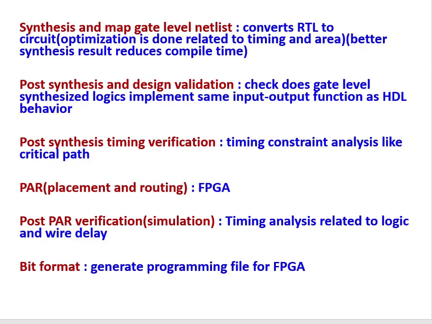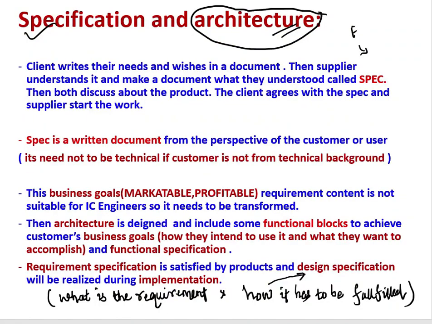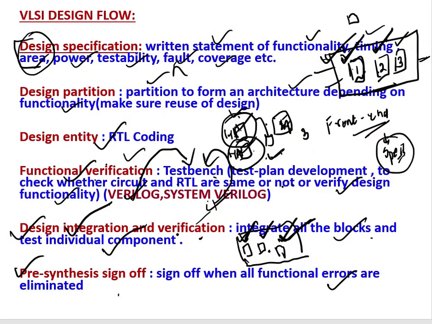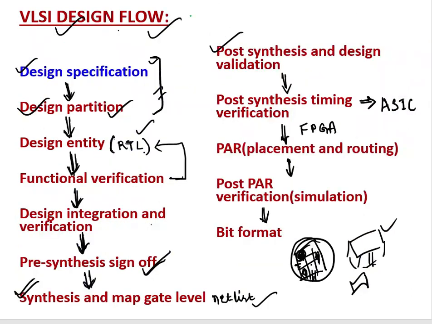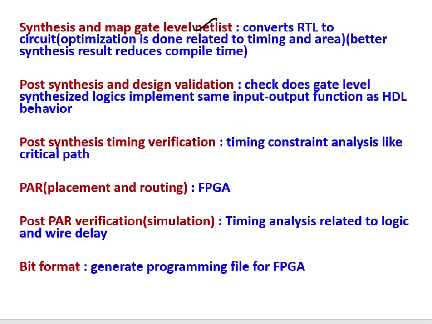Another thing here is synthesis and map gate level netlist. After pre-synthesis sign off, the next step is synthesis and map gate level netlist. And what is this one? What we do here is convert the RTL that we have written, converts RTL to circuit.